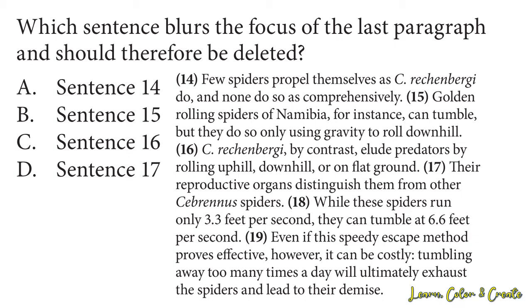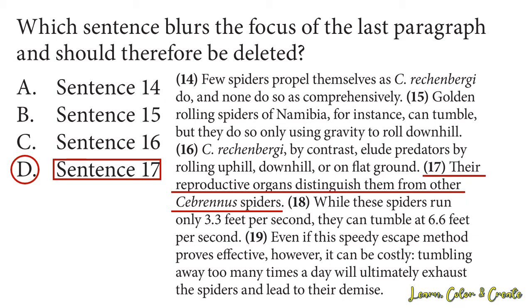Sentence 17 says, "Their reproductive organs distinguish them from other Cebrennus spiders." We've noticed that the first three sentences talk about the movement of spiders, but the last one, sentence 17, shifts off topic and talks about what the reproductive organs look like. Therefore, we're going to choose answer D and delete sentence 17 because it's adding irrelevant and unnecessary information to the paragraph, which is talking about the movement of spiders.